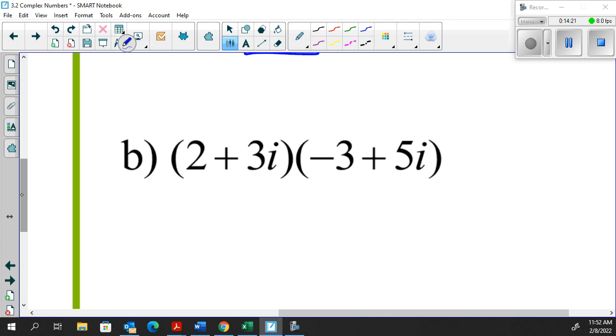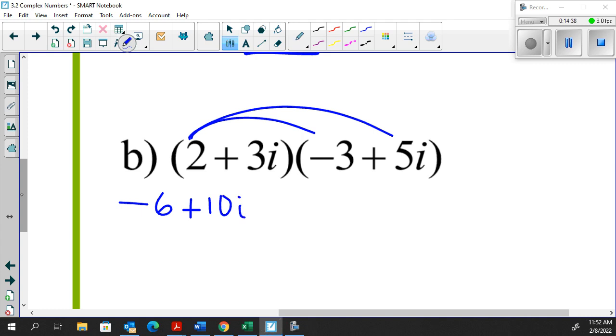one at a time. So first, let's do 2. I got to do 2 times all this stuff. 2 times -3 is -6. 2 times 5i, I just treat it like a variable. What is it? 10 what? 10i. All right, so I distributed the 2. Now I do it with 3i. Just multiply it into both those pieces. 3i times -3 is -9i. 3i times 5i is plus 15 what? i squared.